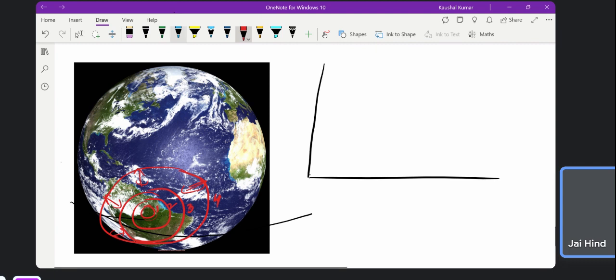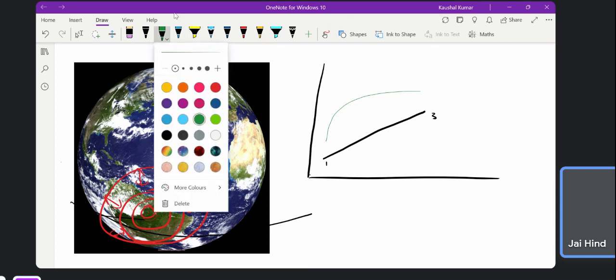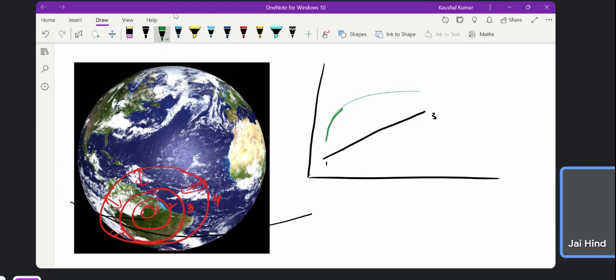If you see from first to third circle, the graph will grow like this. But if you see from first to fourth, the graph will be like this. Are you getting my point? So why does this graph become a curve? It is becoming a curve here.